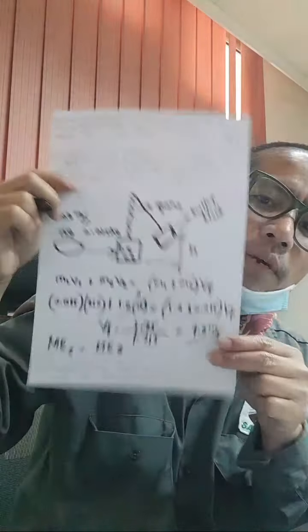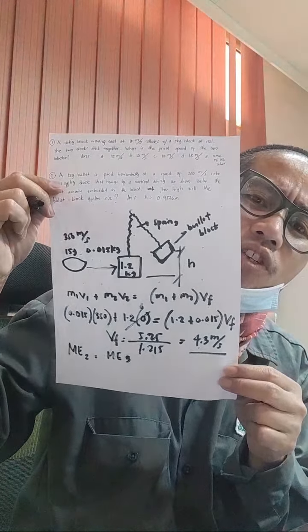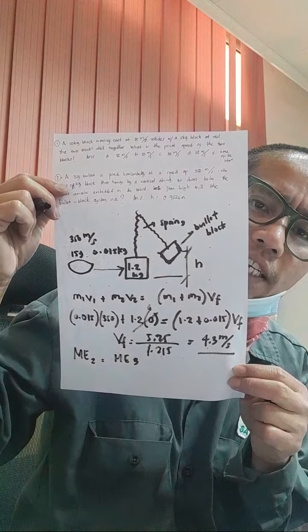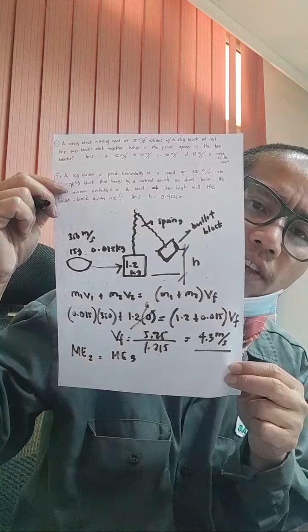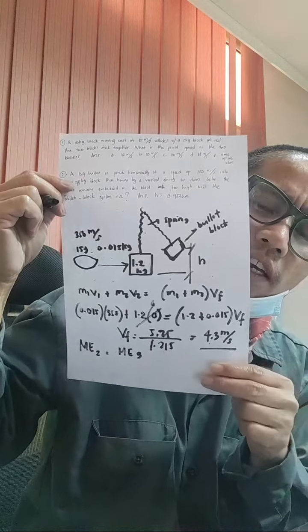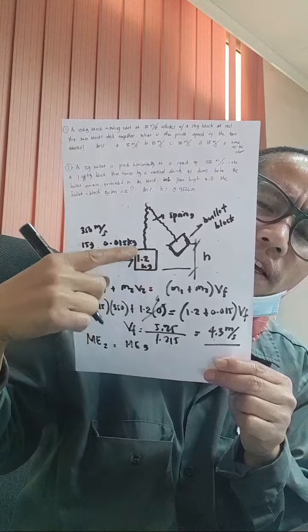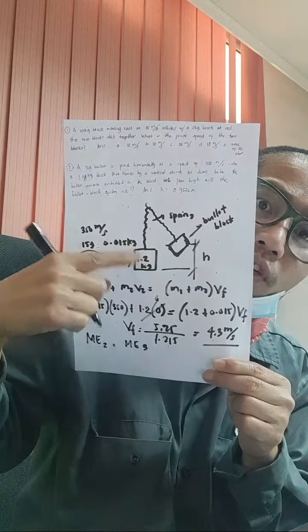Mechanical energies deal with potential energy, kinetic energy, and wasted energy through friction. But wasted energy through friction is not given here. There's no friction at all. So your focus is only on kinetic energy and potential energy. Here, what happens? In the first place, this is initially not moving.